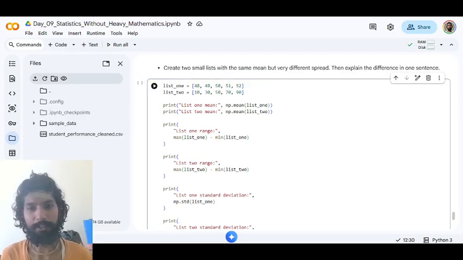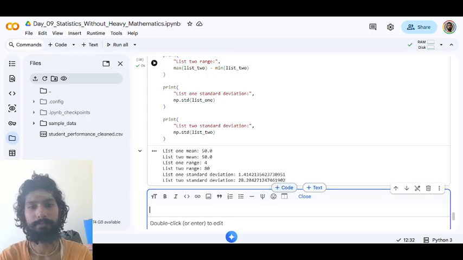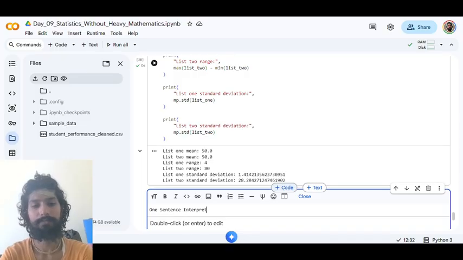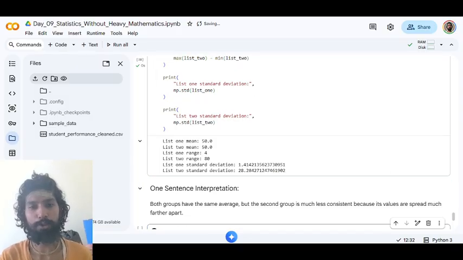The two lists have the same mean of 50, but the second list has a much larger range and standard deviation. A one sentence interpretation could be: both groups have the same average, but the second group is much less consistent because its values are spread much farther apart. That is the kind of explanation we want.